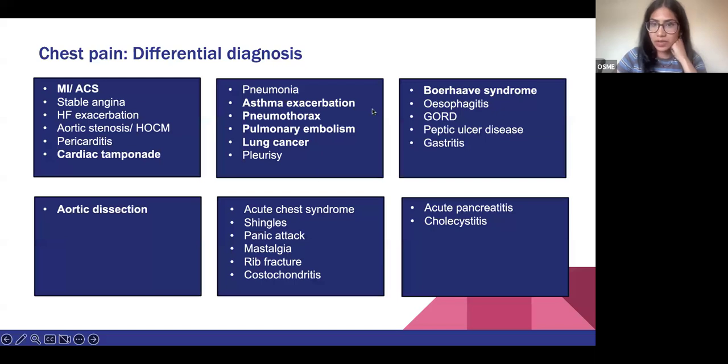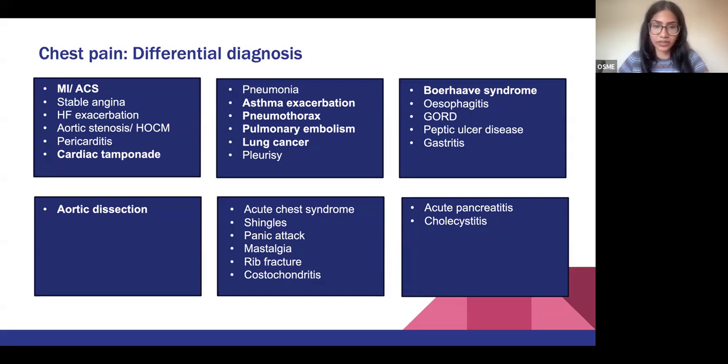For the GI causes, the main one is Boerhaave syndrome that could kill by shock. But otherwise, you're thinking about things that are in the chest, mediastinum, so esophagus, and sometimes peptic ulcer disease can radiate upwards, or gastritis. Aortic dissection, again, is the vascular cause you really don't want to miss. And then here, this fifth box is the miscellaneous, so acute chest syndrome in sickle cell. Things that are skin and soft tissue, so shingles on the skin surface and breast pain in women.